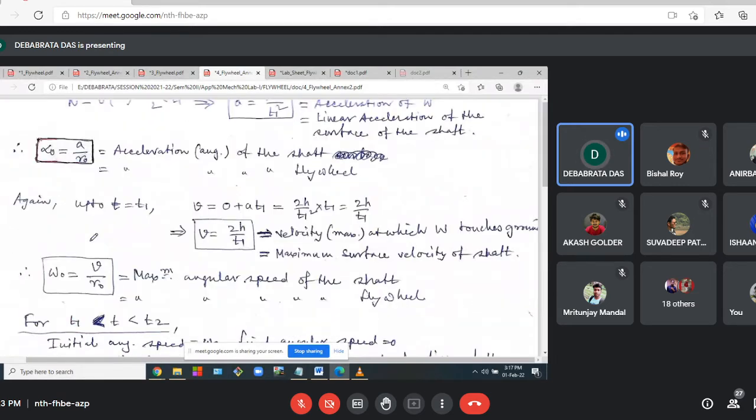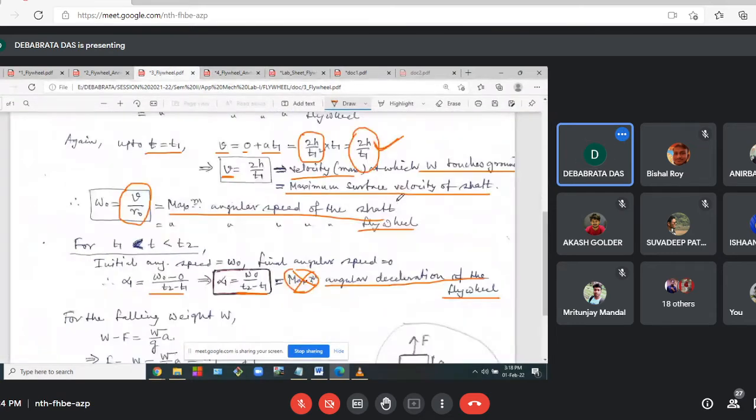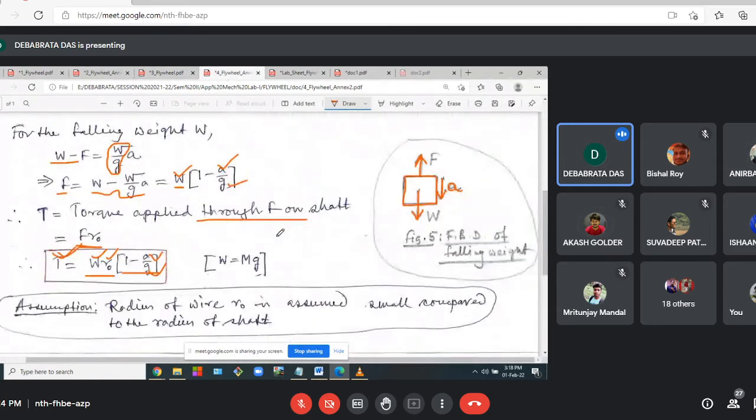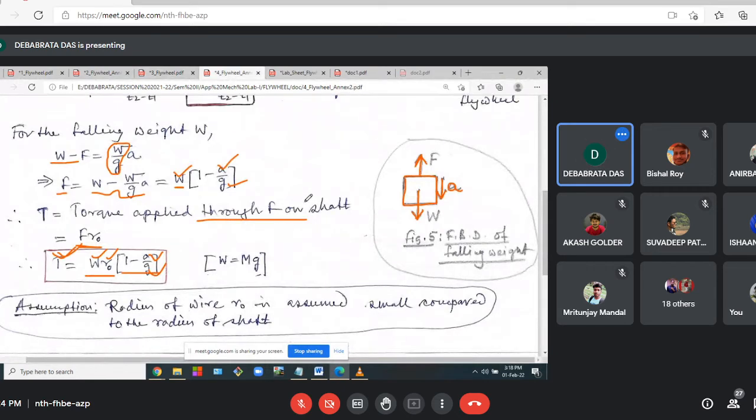Once you calculate the torque, put T here, alpha 1, alpha naught, which are known. So I can be obtained from this expression. That is the mass moment of inertia. Clear? Now one thing we have assumed, look here.